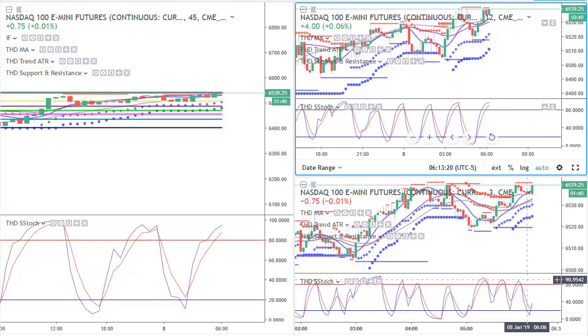Now, there's been a lot of volatility in the indices. So how could you potentially trade this? There's really a couple of different ways.